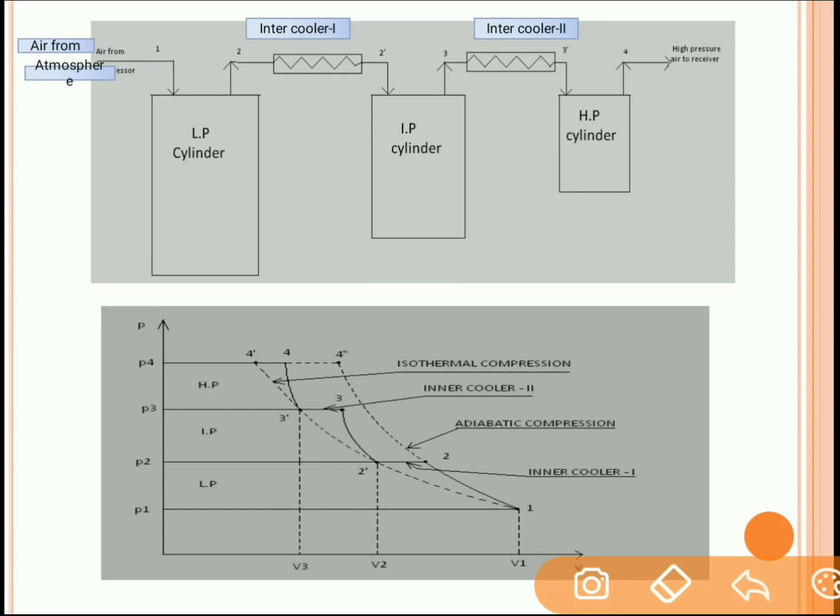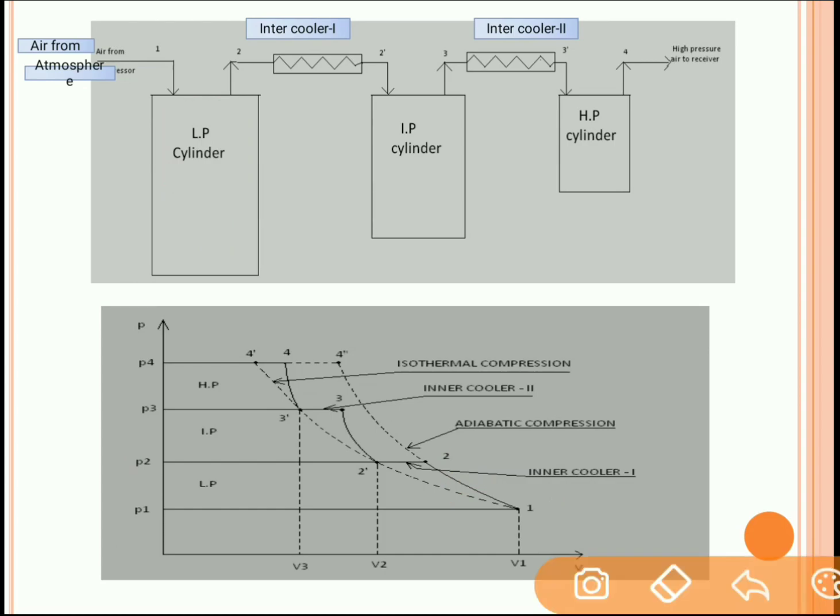Now all these compressors are operated without clearance. It means there is no clearance volume. So when there is no clearance volume, the suction will start at volume equal to 0, and during the suction stroke volume increases at constant pressure. Now from 1 to 2, pressure of air increases, volume reduces. So from 1 to 2, this is the compression which takes place in the low pressure cylinder. So from 1 to 2, pressure increases from P1 to P2 and volume reduces from V1 to V2.